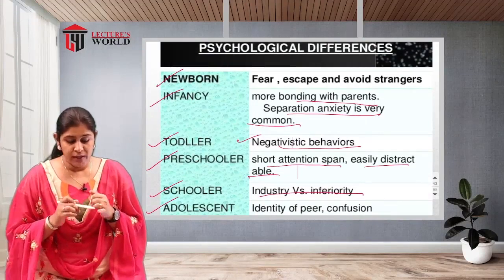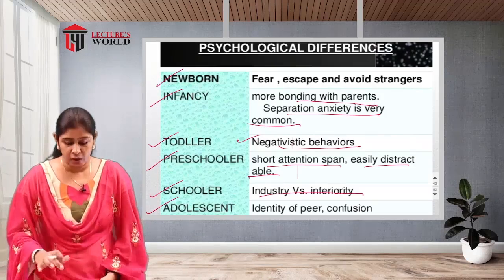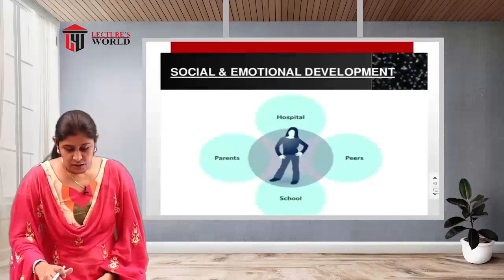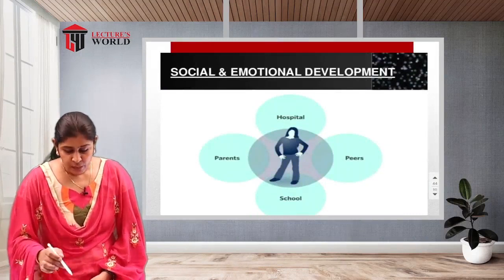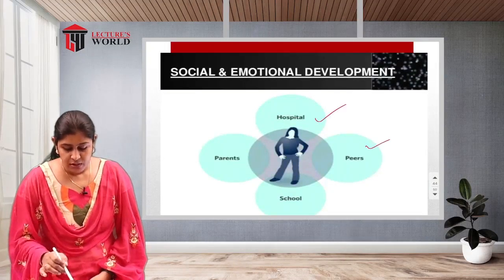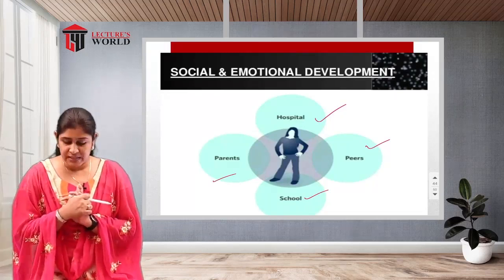That is, newborn, infancy, toddler, preschooler, schooler, and adolescent. Next is the social and emotional development, in which the hospital, peers, school, and parents play a role. We can say social and emotional development also happens in a child.